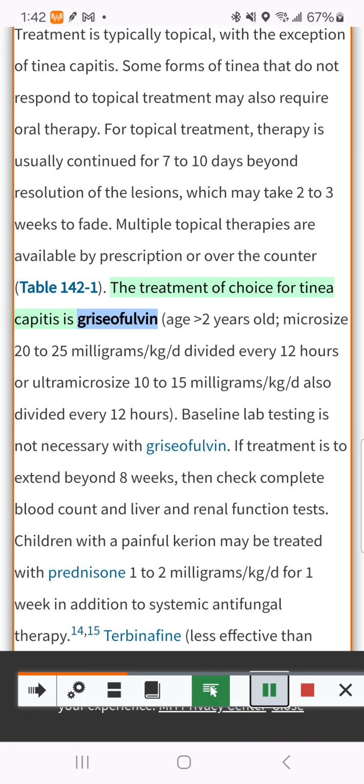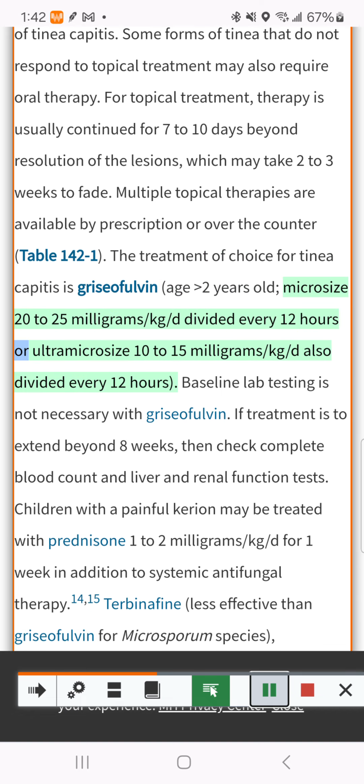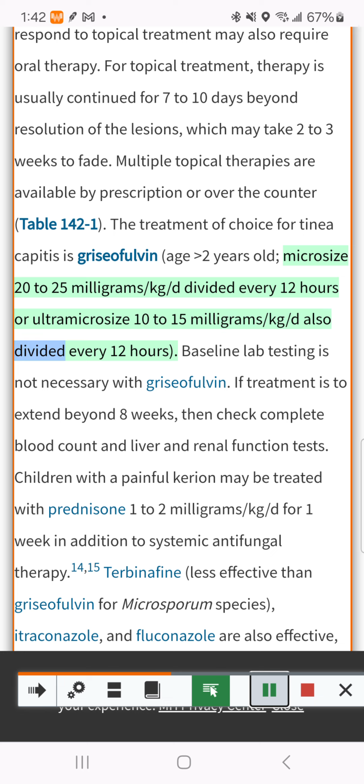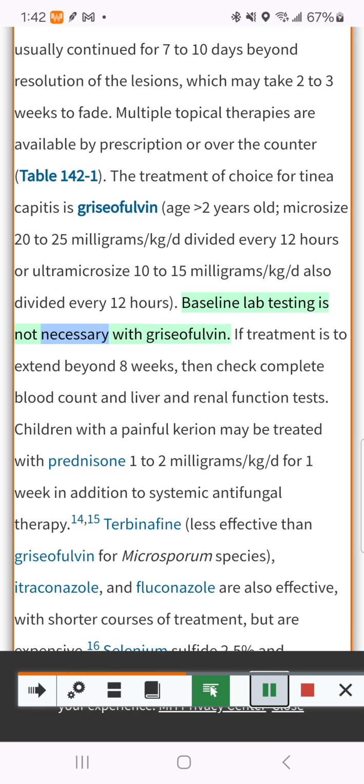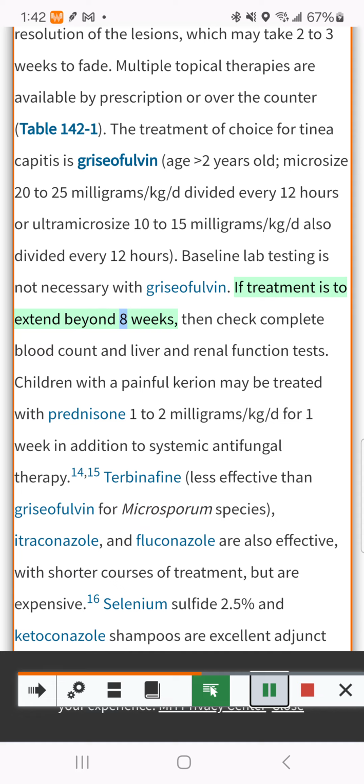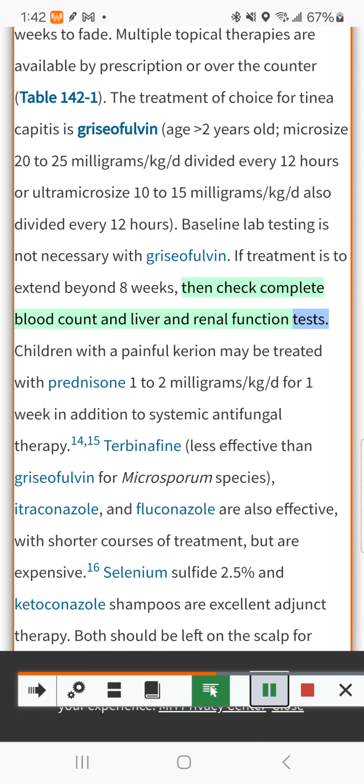The treatment of choice for tinea capitis is griseofulvin, age greater than 2 years old. Microsize 20 to 25 mg per kilogram per day divided every 12 hours, or ultramicrosize 10 to 15 mg per kilogram per day also divided every 12 hours. Baseline lab testing is not necessary with griseofulvin. If treatment is to extend beyond 8 weeks, then check complete blood count and liver and renal function tests.